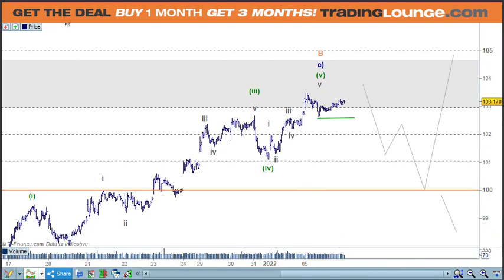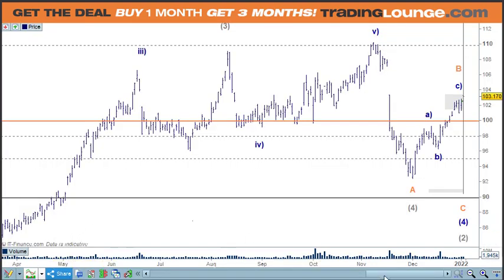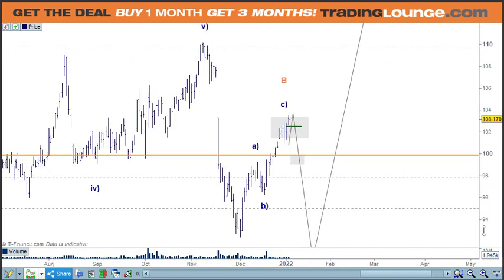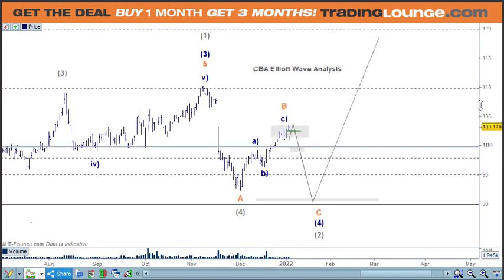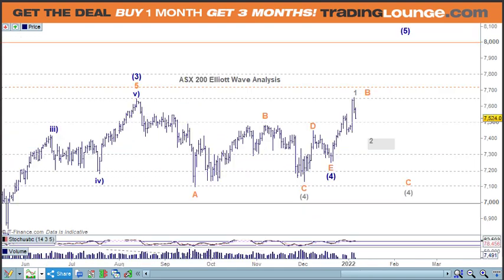Just pointing out that the US markets are in a bit of a weak situation, and that means that we can also come into this scenario of moving lower through here. So that said, let's go back to the ASX here.